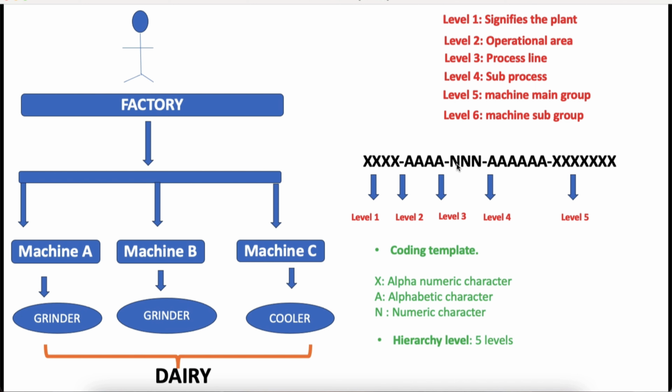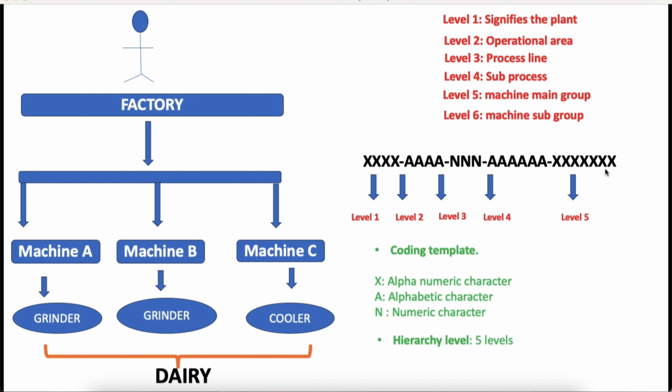At level 3, we see letter N. And according to the coding template, letter N means the numeric character. It means that whatever Mr. Ben selects here will be just numbers. And when we look at this A again, at its level 4, it means that whatever he selects here has to be an alphabetic character.